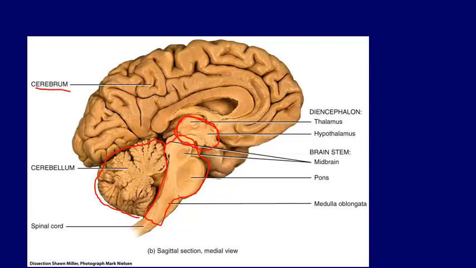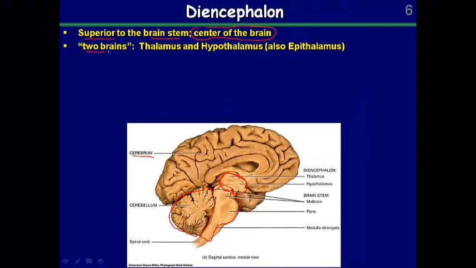Diencephalon means two brains because when it was identified there were two distinct portions of this part of the brain. One called the thalamus and then a region just below it called the hypothalamus. There's a third region now studied called the epithalamus. So there are three parts of the diencephalon.